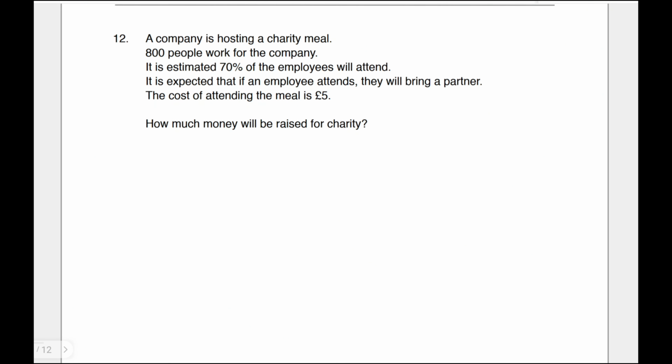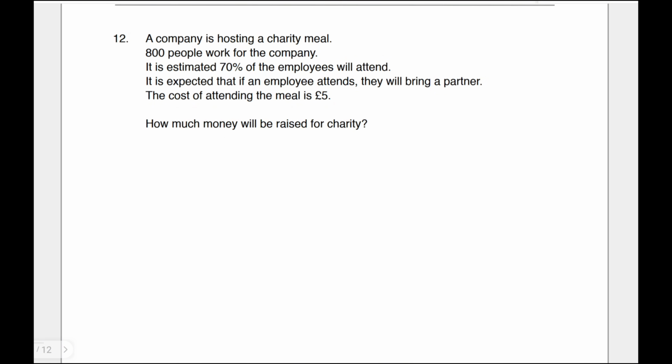A company is hosting a charity meal. 800 people work for the company. It is estimated that 70% of the employees will attend. It is expected that if an employee attends, they will bring a partner. The cost of attending the meal is £5. How much money will be raised for charity?